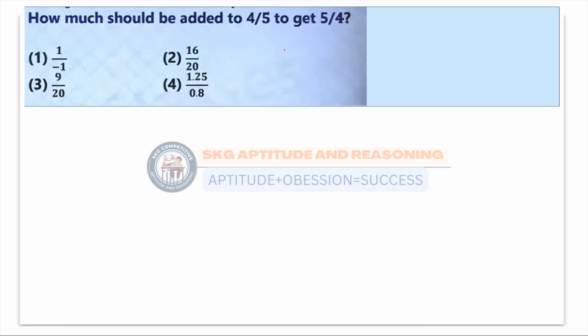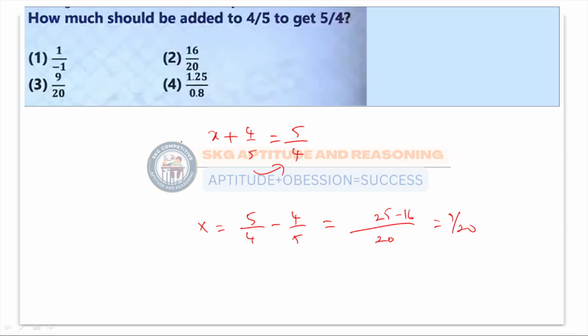Let us move to the next question here. Okay, how much value? So let us assume x is to be added to 4 by 5 to get the result as 5 by 4. And if I transfer this one to this side, x will be equal to 5 by 4 minus 4 by 5. And if I take the LCM as 20, it will be 25 minus 16, that is 9 by 20. So which is presented in option 3 here. Let us go for the next question here.